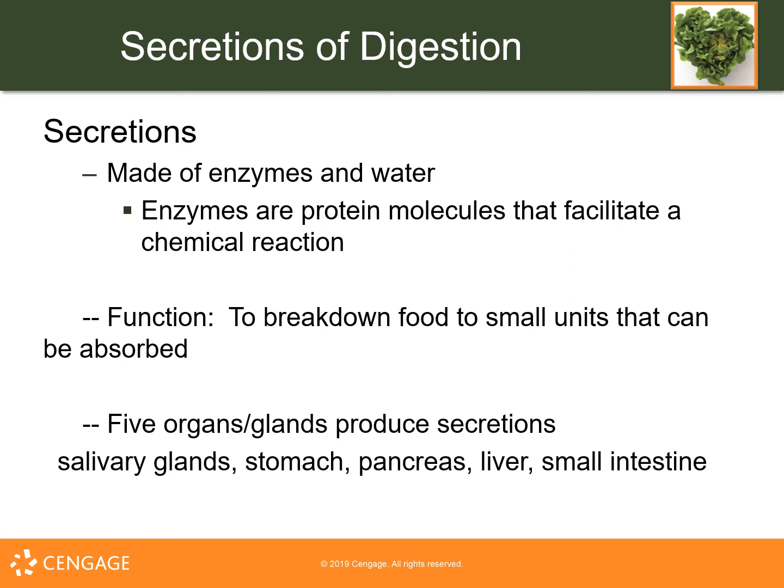Secretions of digestion. So secretions are made of enzymes and water. Enzymes are protein molecules that facilitate a chemical reaction. They can make a molecule, break a molecule apart, rearrange a molecule, etc. Their function is to break down food to small units that can be absorbed. 5 organs or glands produce secretions. You have salivary glands, stomach, pancreas, liver, and small intestine. Typically, a word ending in ACE or ASE denotes an enzyme, for example, lipase or amylase.